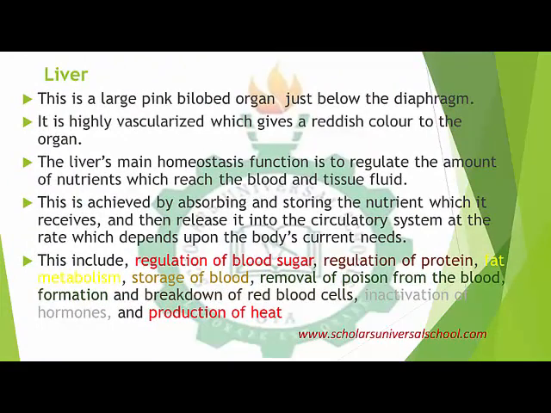Let's talk about the liver. Remember that we've talked about the lungs, we've talked about the kidney, and now the liver. These organs are very key in maintaining a fairly constant internal environment, which we call homeostasis. So the liver is a pink bilobed organ. Bilobed means two lobes, just below the diaphragm.